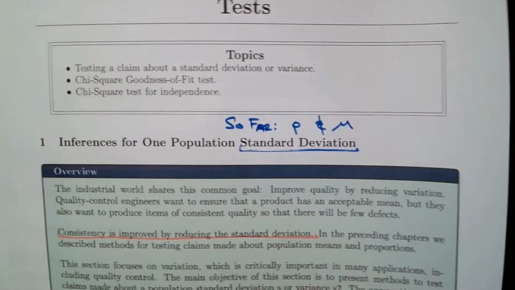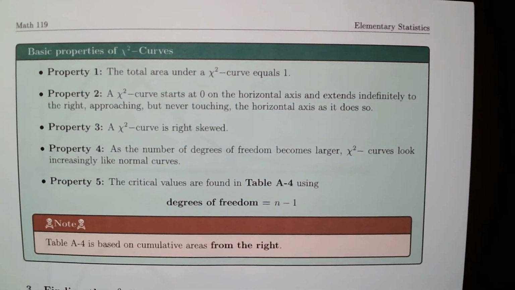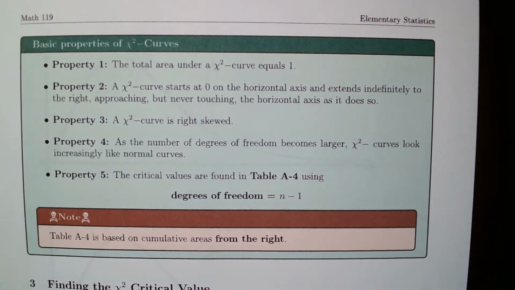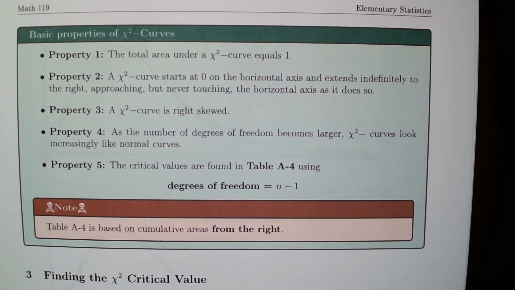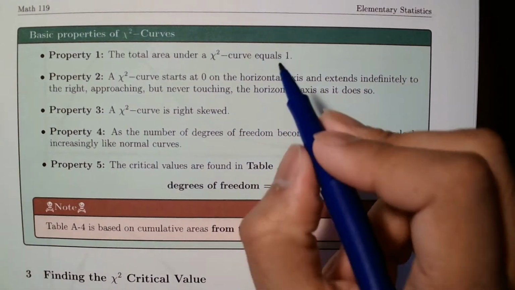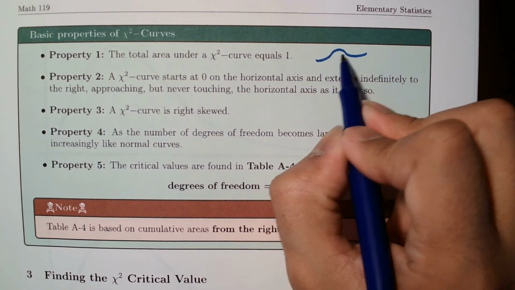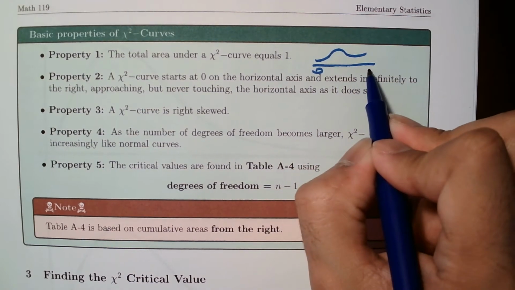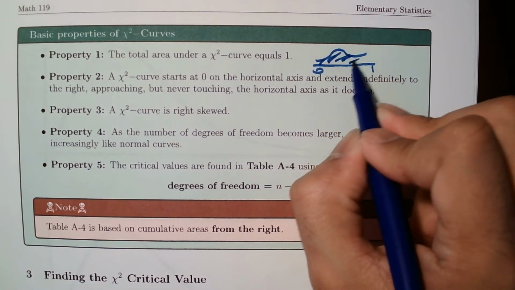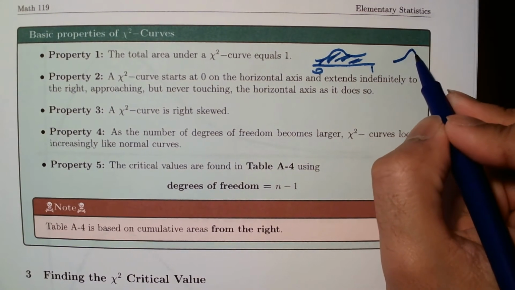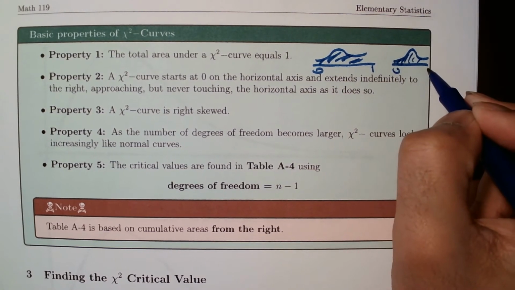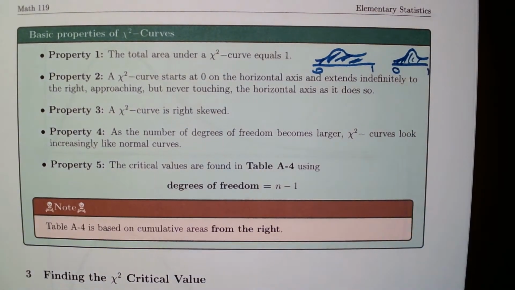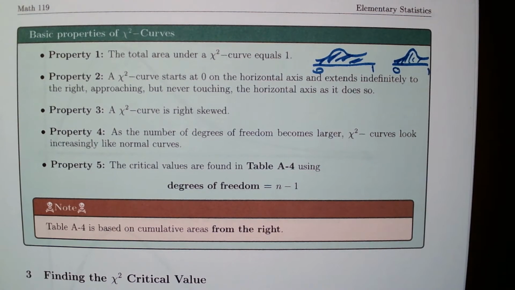Well, what's next about this? Properties of the chi-square curves. On the one hand, the total area under a chi-square curve equals 1. And that's also true for the normal distribution. When we did a normal distribution, the area adds up to 1. Same for the t-distribution, which looks a lot like the normal distribution, and the total area underneath is equal to 1.